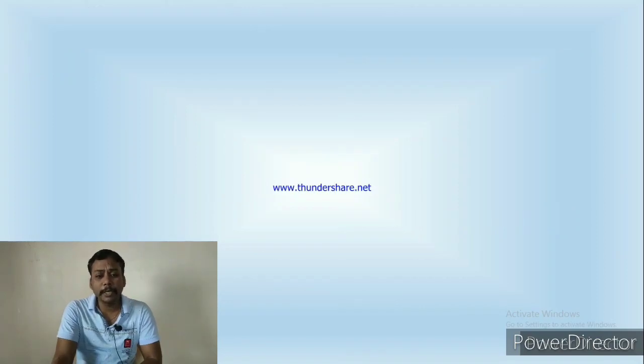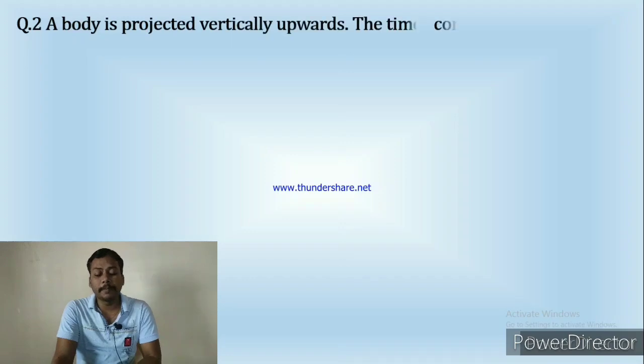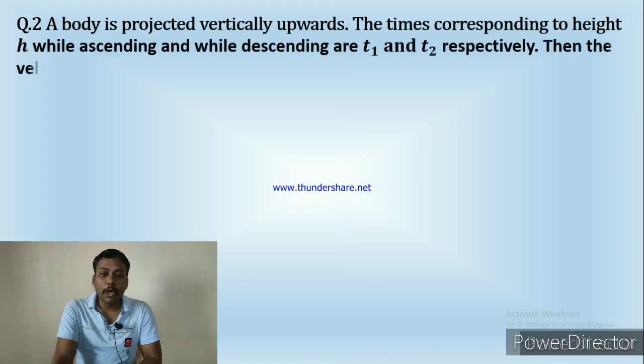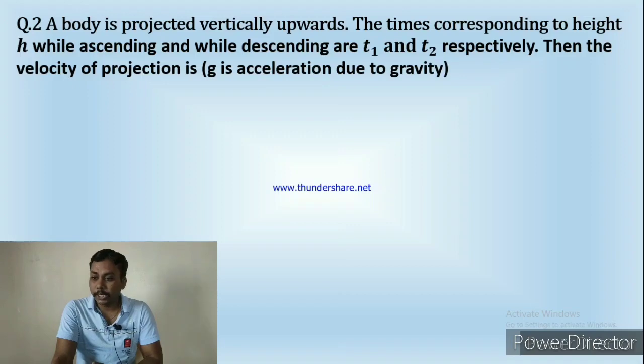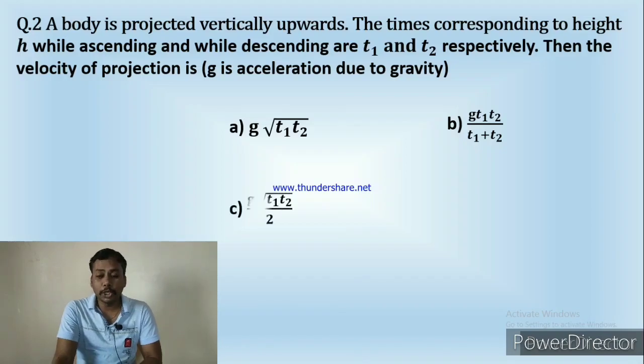Now this is the first example. Let's see the next example. Question number 2. A body is projected vertically upwards. The times corresponding to height h while ascending and while descending are t1 and t2 respectively, then the velocity of projection is, where g is acceleration due to gravity. Options are A, g under root t1 t2. B, g t1 t2 upon t1 plus t2. C, g under root t1 t2 upon 2. And D, g in bracket t1 plus t2 upon 2.